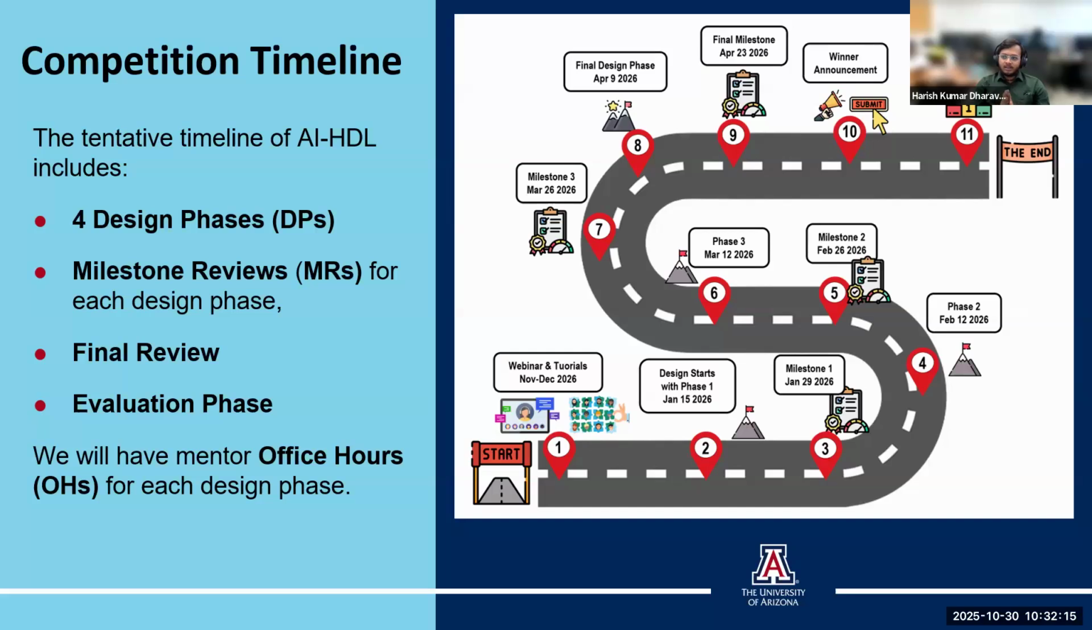Coming to our competition timeline, we currently have 11 milestones, or 11 days to be precise, where we have 4 design phases, with each design phase having a milestone review, and then a final review, and then an evaluation phase. We will also have office hours along with the milestone reviews. After we are done with the milestone review, we are going to conduct office hours to be in touch with the students and give them feedback about how they can improve the design or what went wrong with the design and stuff like that.